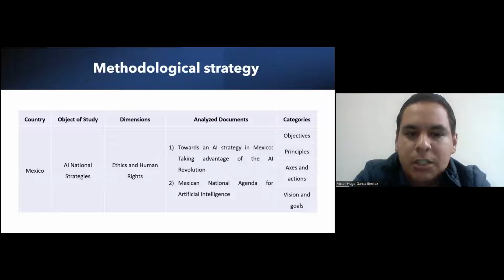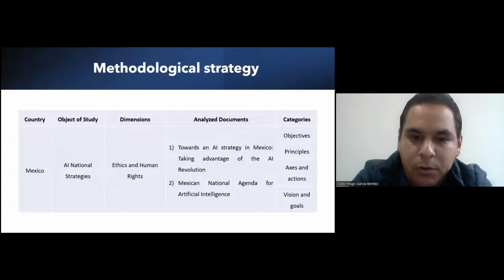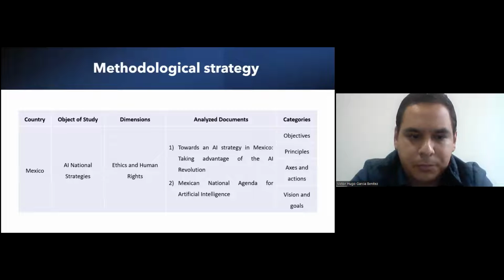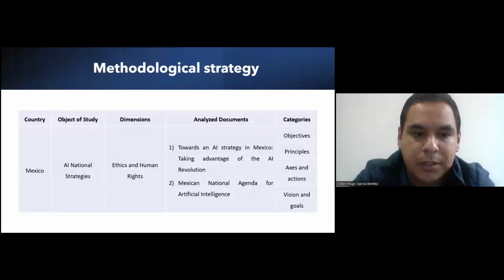Based on what was mentioned in the literature review, we identified two dimensions of the study. The first is ethics, and the second is human rights. The documents that we analyzed are the national strategy projects in Mexico.